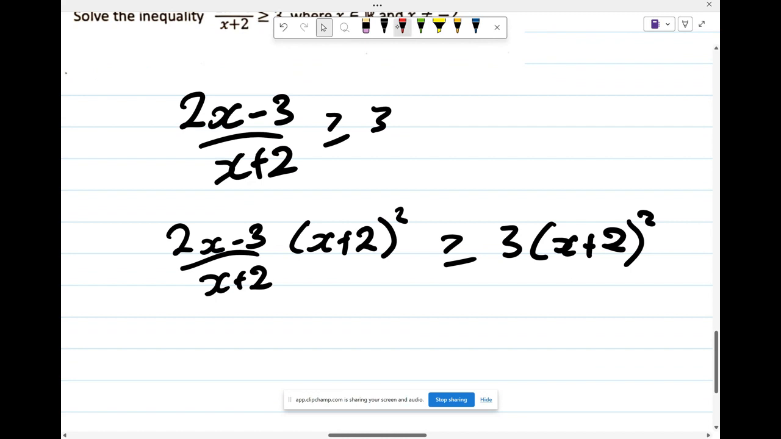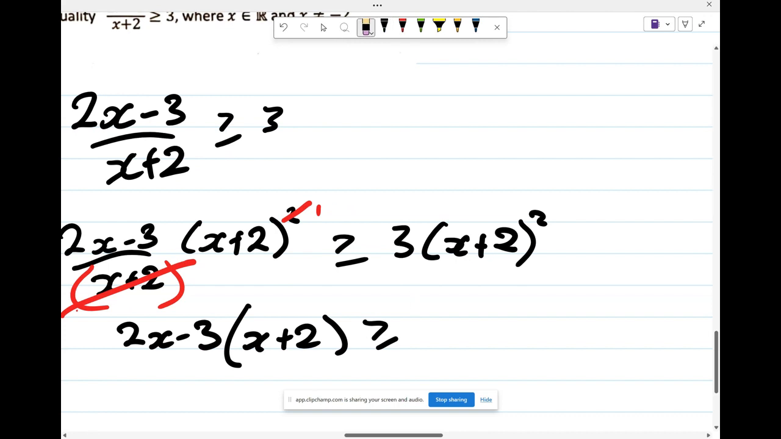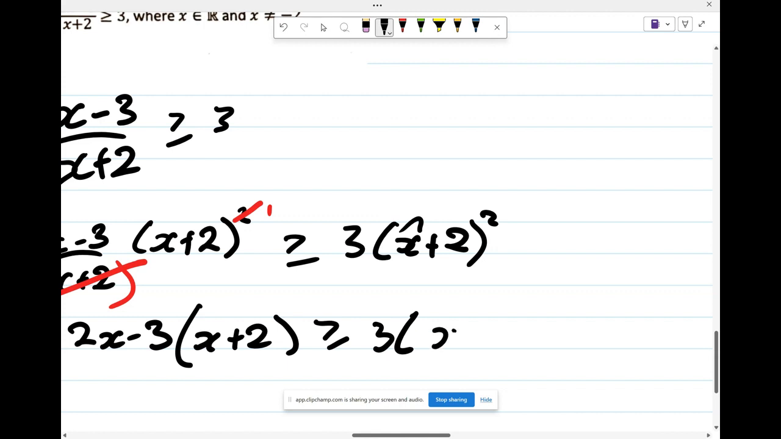Great, so let's do that. Straight away we see that this x plus 2 down here can cancel with one of these, leaving us just with x plus 2 on the top, and we can multiply everything out. So 2x minus 3 times x plus 2 is greater than or equal to, and if we square this, you're well aware of the little trick you can do. You can square this first one, so x squared, and multiply the two together and times it by 2, so that's 4x, and then you can square this last one here, so that's plus 4.